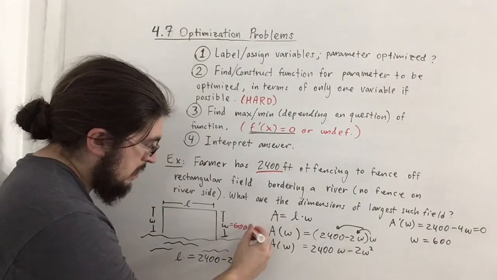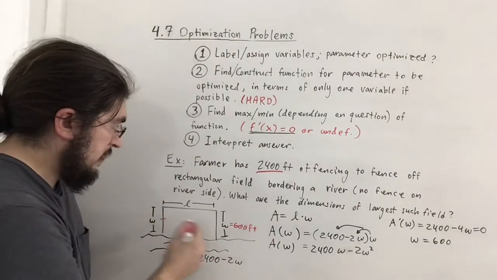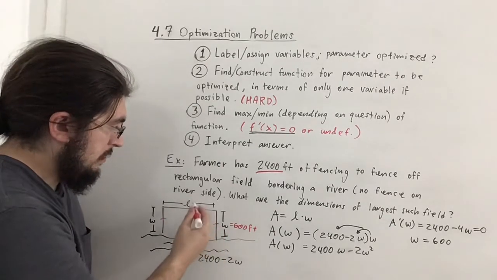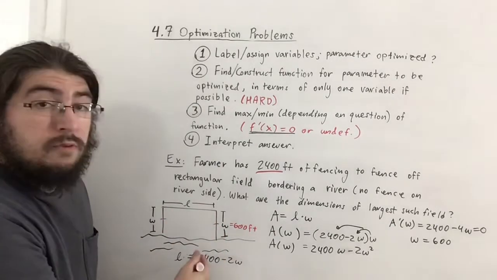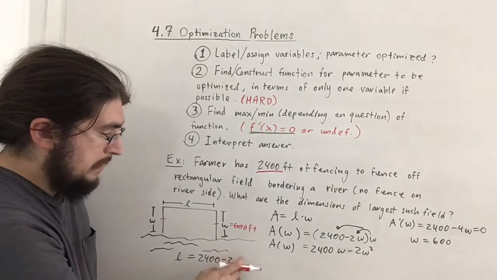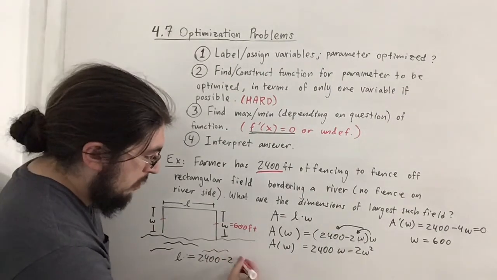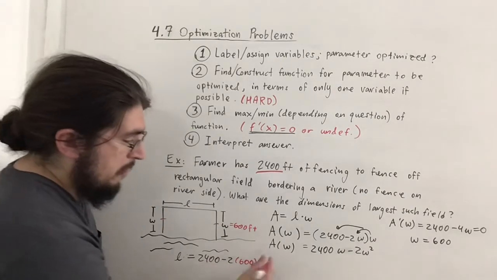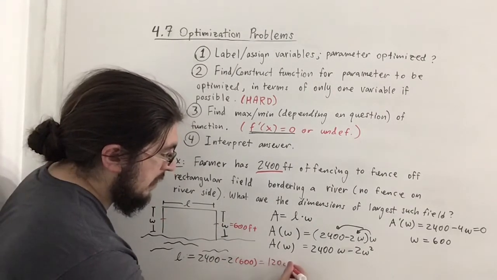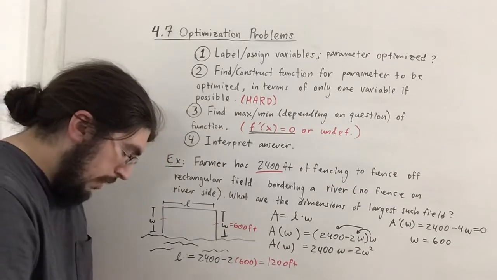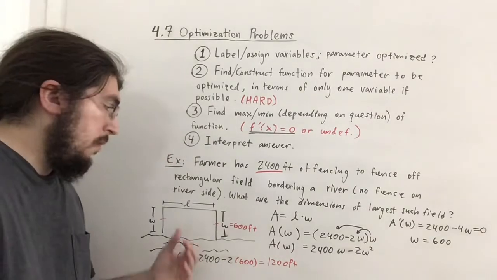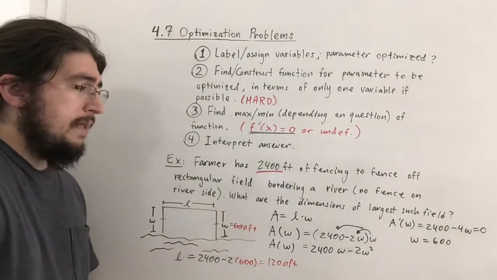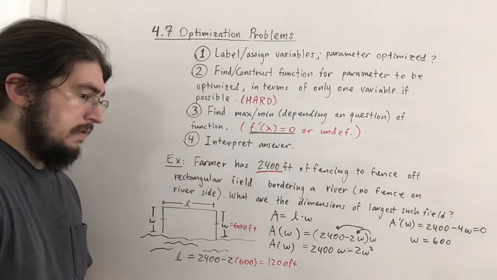feet. So this is also 600 feet, so these are equal. But now what's L? Well, L is 2400 minus 2 times 600. Since we know W now is 600, we can plug it in, and we get 2400 minus 1200, which is 1200 feet itself. So now it could have asked us to find the largest such area, where we just multiply them and get the area, and write that as the answer in the correct units.